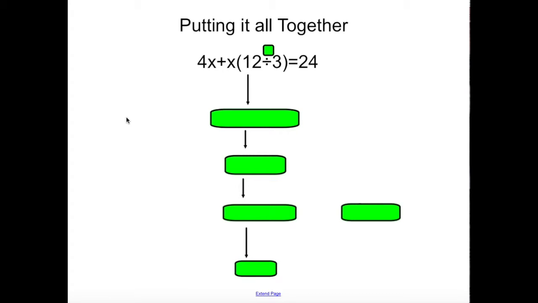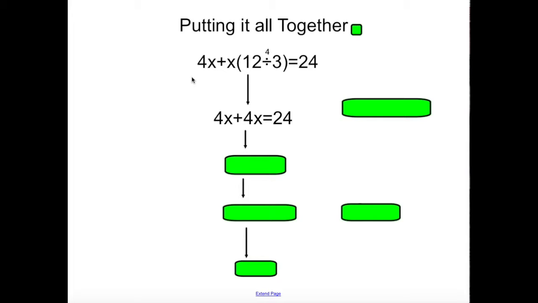So let's put it all together and include all inverses and solve a multi-step equation. So we have 4x plus x multiplied by 12 divided by 3 equals 24. So the first thing I see when I look at this equation is these parentheses, which you might take note of is the first step in PEMDAS. And 12 divided by 3 will give us 4. So that'll give us 4x plus 4x equals 24.